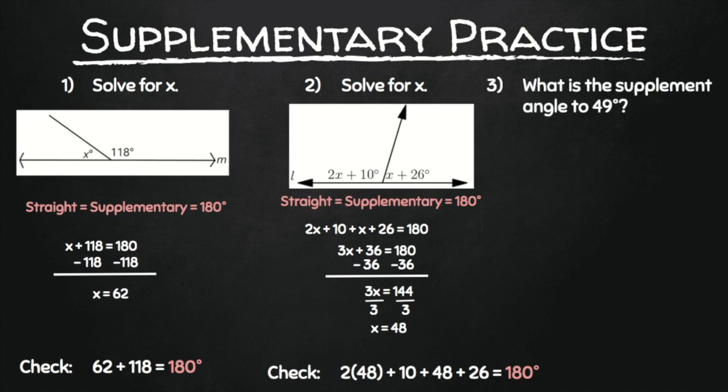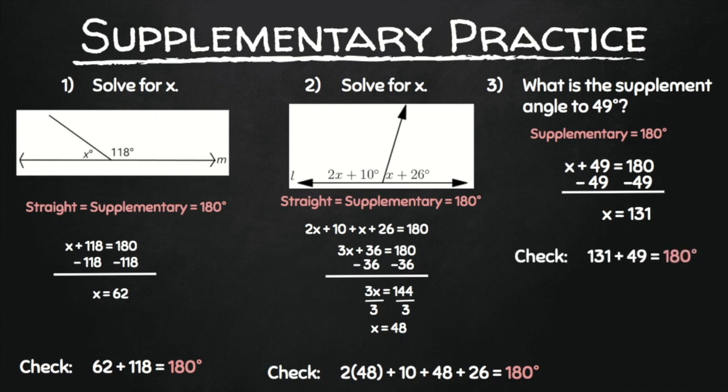Again, the last type of problem you might see will be a word problem that does not include a picture. And the problem says, what is the supplement angle to 49 degrees? Right away, since I see the word supplement, I know supplementary angles are going to have 180 degrees in them. To set up my equation, I know that the angle plus 49 degrees should equal 180 degrees. And then to solve, I will subtract 49 from both sides, which tells me that my solution is x is equal to 131 degrees. To check my solution, 131 plus 49 is equal to 180.